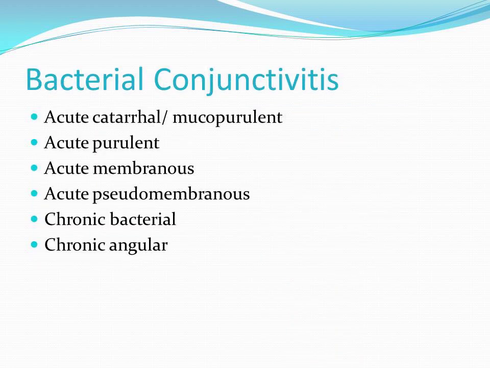Bacterial, viral, and allergic conjunctivitis are the more common. I will describe all these conjunctivitis one by one. So, first one is bacterial conjunctivitis. It may be acute and chronic. Acute: catarrhal or mucopurulent, acute purulent, acute membranous, and acute pseudomembranous. Then chronic may be chronic simple and chronic angular conjunctivitis.